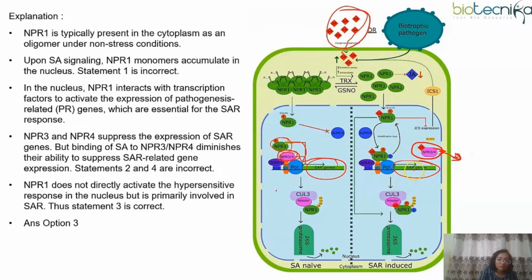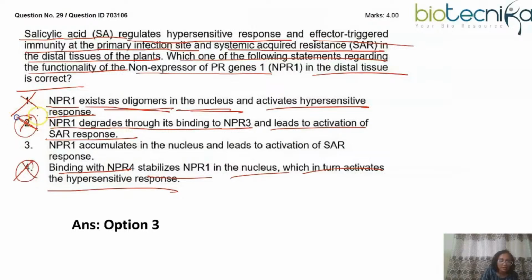Now the CSIR genes will be allowed to be expressed. CSIR genes are induced. Normally NPR3 and 4 suppress the expression of CSIR genes, but binding of salicylic acid to NPR3 or 4 removes the suppression over the expression of the CSIR genes. So both 2 and 4 are not correct.